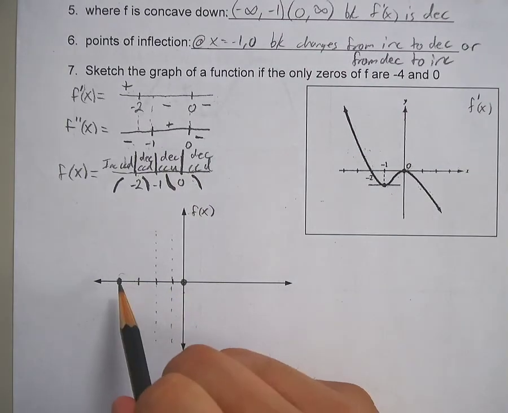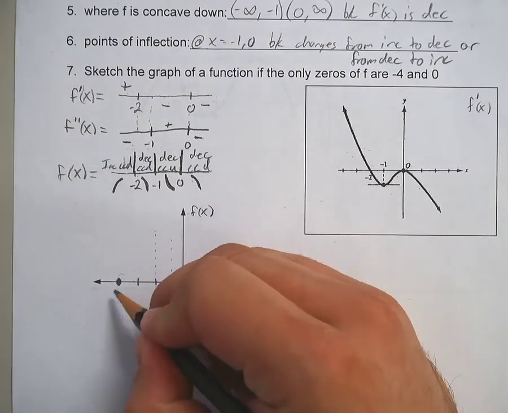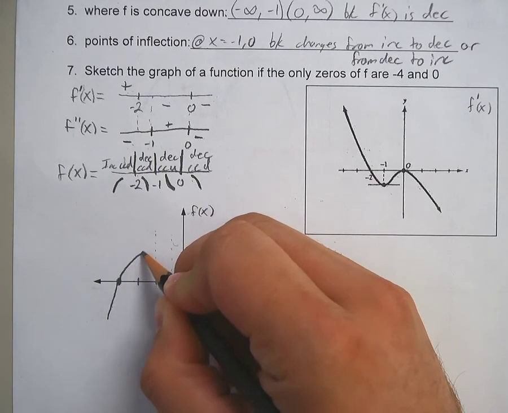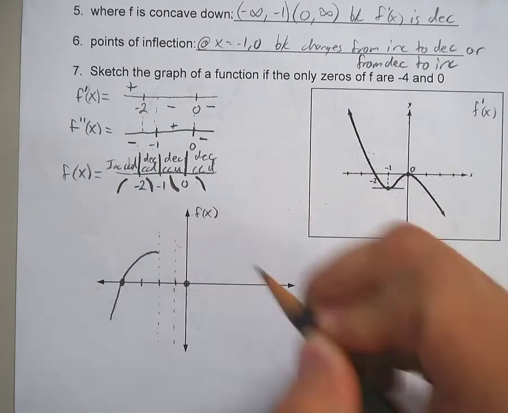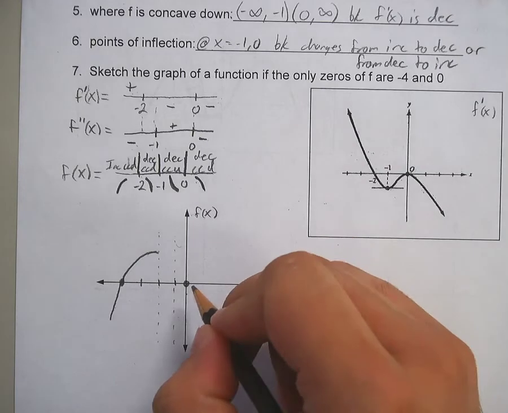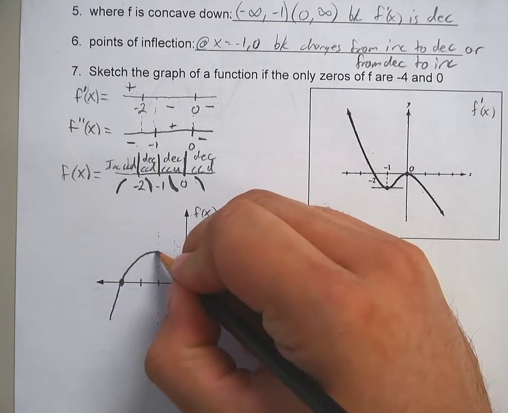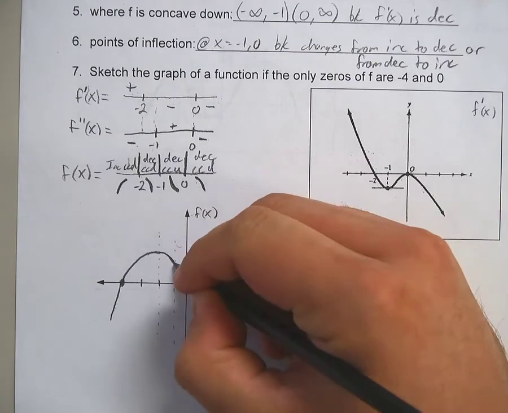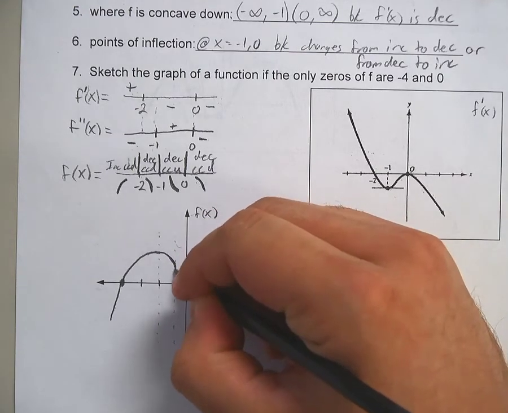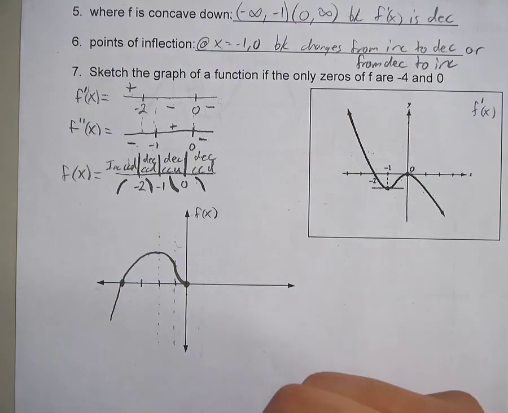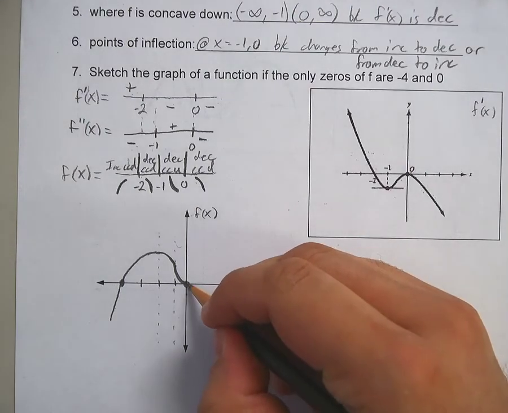So that means that to the left of -2, I have a concave up piece, and it's concave down, and it's increasing. It's going to look something like this. And then I am decreasing concave down, decreasing concave up, and I cross here at 0. So decreasing concave down, it's going to look something like this. Decreasing concave up, and hitting 0, and then decreasing concave down.